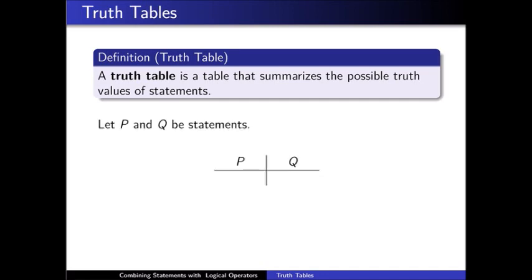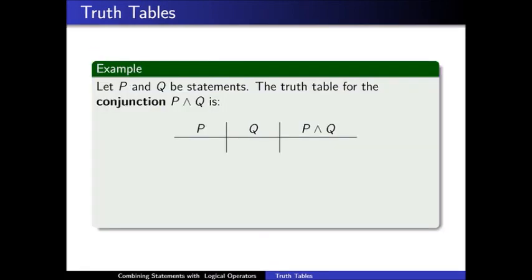If P and Q are statements, there are several possibilities for compound statements involving them, since P could be true or false, and Q could be true or false. For example, P and Q could both be true, P could be true but Q could be false, P could be false and Q could be true, or of course they could both be false. Now let's see the truth tables for the three logical operators that we have already learned: conjunction, disjunction, and negation.